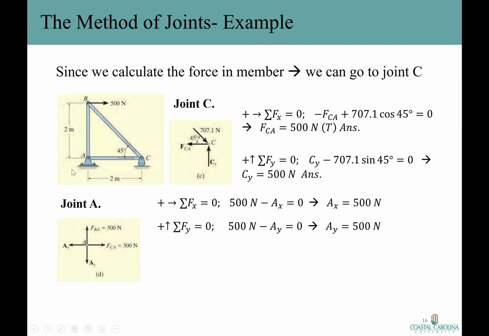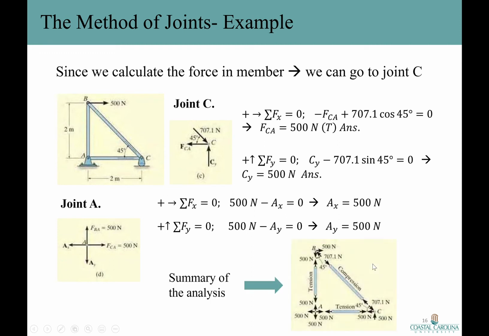All right, our last joint, joint A. It has two reaction supports since it's a pin. It has A sub y and A sub x, and then F sub BA and F sub CA. So we have the amount and the sense of F sub BA and F sub CA. It's pretty easy to get A sub x and A sub y. They both are 500 Newton.